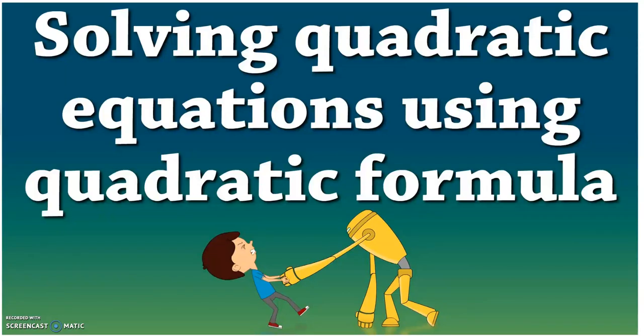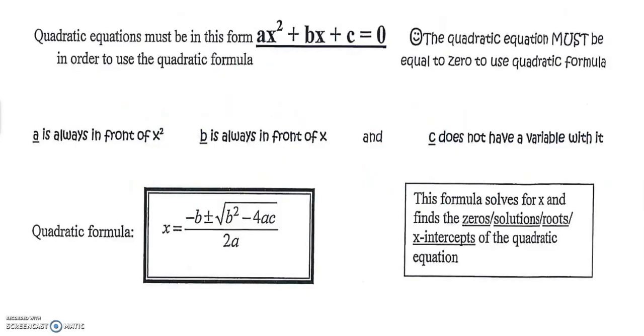In this video, we're going to solve quadratic equations using the quadratic formula. Quadratic equations must be in standard form, ax squared plus bx plus c equals 0, in order for us to use the quadratic formula. The equation must be equal to 0. After your equation is equal to 0, a is the coefficient of your squared term, b is the coefficient of your linear term, or the term that just has an x, and c will be your constant term, or the term that does not have a variable.